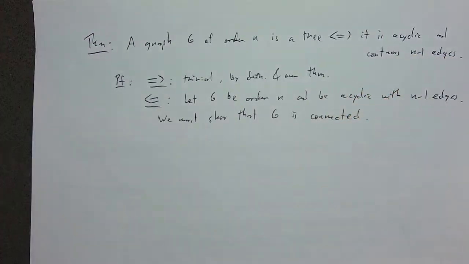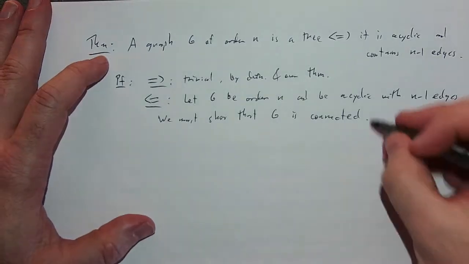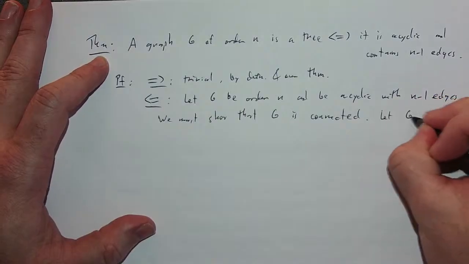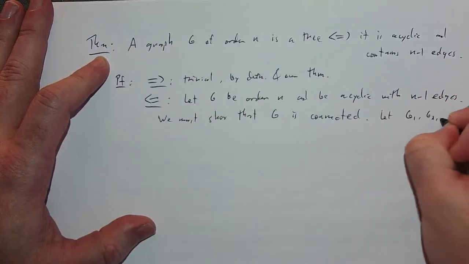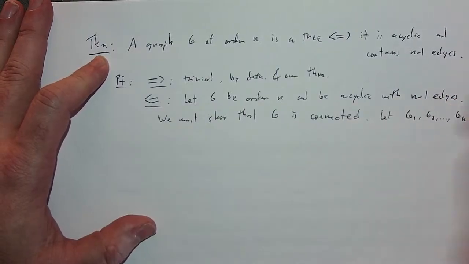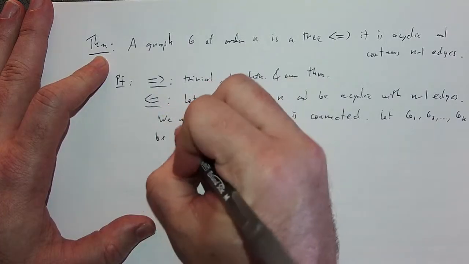Because if it's connected, then it'll be connected and acyclic, and thus a tree. So that's what we're doing. We have to show that G is connected. So how do we show that this is connected? Well, let's say that it's not. Let's say it has some number of connected components. So let G1, G2, up to G sub k be the connected components of G.